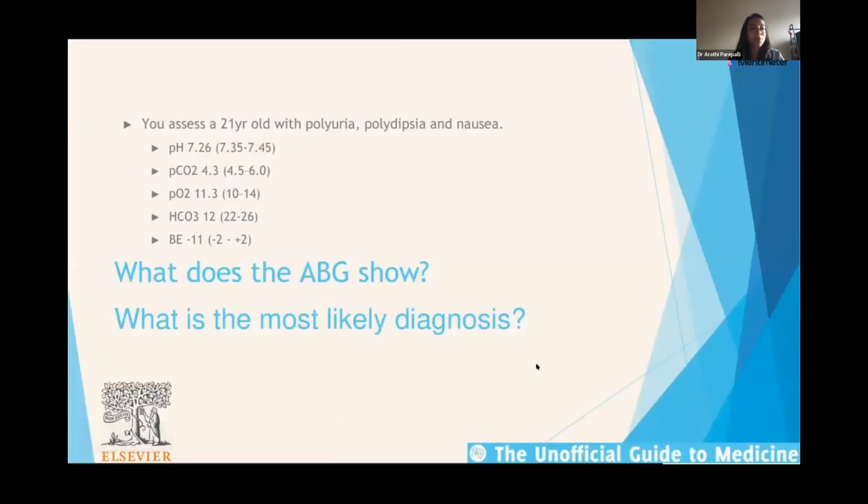And one last question. So 21-year-old with polyuria, polydipsia, and nausea. Just give you a moment to look through the ABG, and just so you remember, base excess is the amount of strong acid which you need to add to get the pH back to normal, and that reflects the metabolic component. So I'll click on to the next question, next slide.